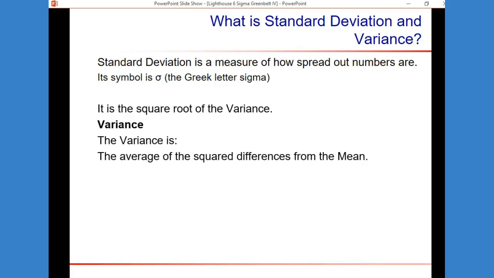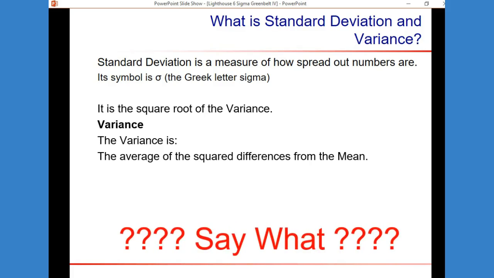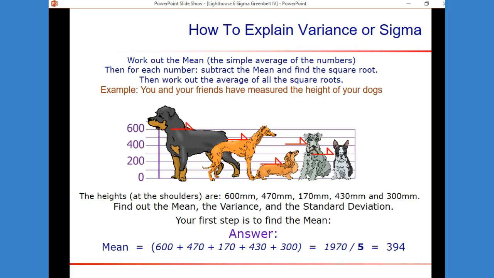So square root of the variance, and it's like, say what? It's talking about square root of the variance here. Here's a different way to look at it. So I'm going to use dogs. To work out the mean, real simple, I'm going to measure all the heights of all these dogs. So I got all my friends together. We're all going to measure how tall our dogs are at the shoulders. So we measured all the dogs at the shoulders, came up with their heights. We added them all together and divided by 5, because there's 5 dogs. And we came up with our average or our mean height of 394 millimeters.